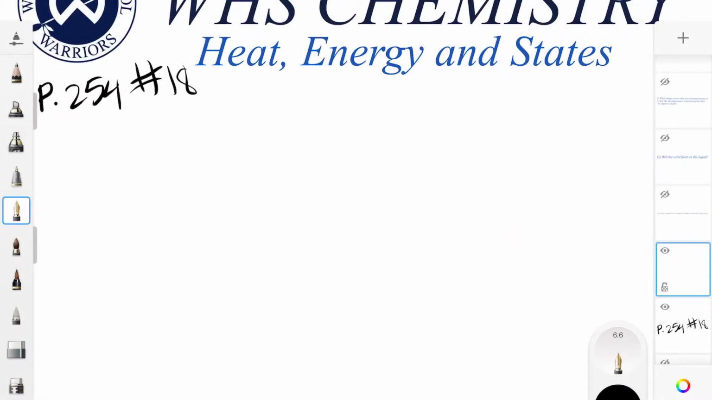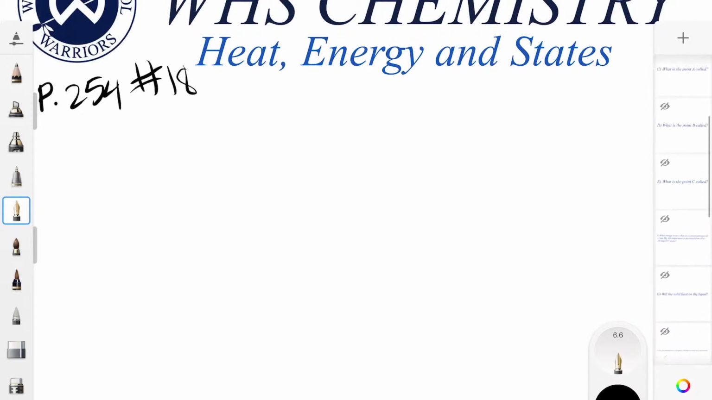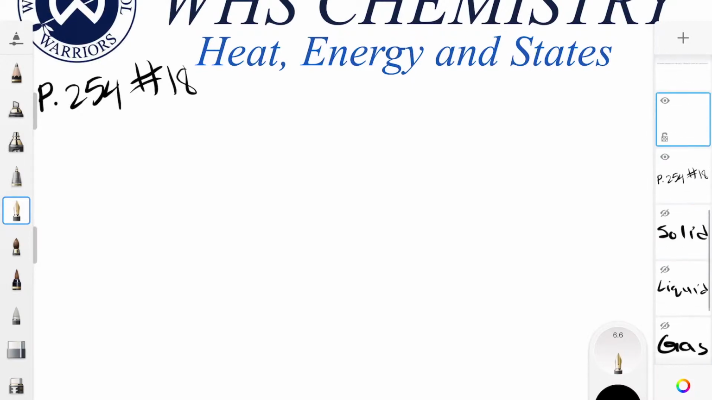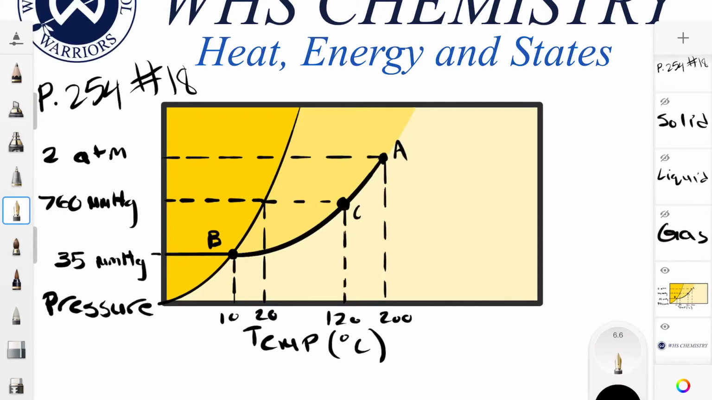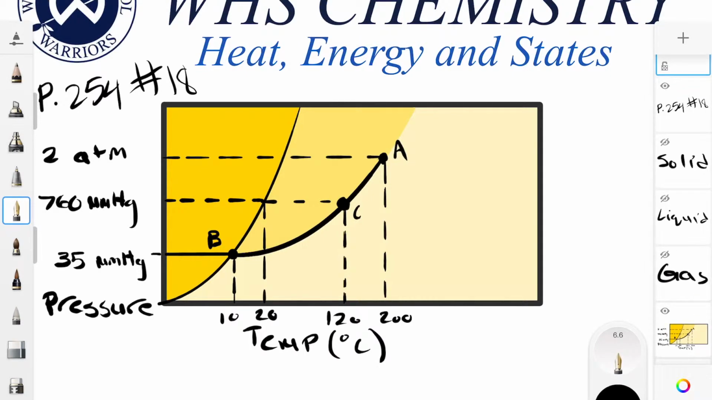Hi guys, today we're going to start with a problem on page 254, number 18. For the problem, we're given this phase diagram. As you can see here, there are multiple pressures and temperatures that are labeled, temperature being on the x-axis and pressure on the y-axis.